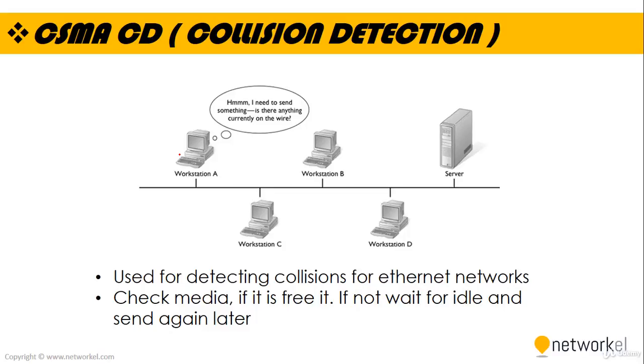The logic behind this is: check media. If it is free, send. If not, wait for idle and send again later. For example, here, if workstation A wants to communicate with the server, it sends a message saying that I need to send something. Is there anything currently on the wire or not?